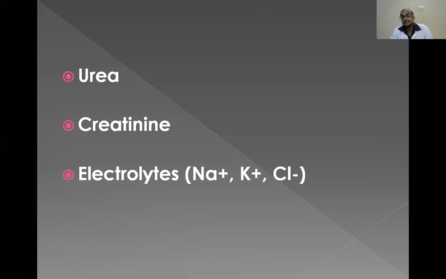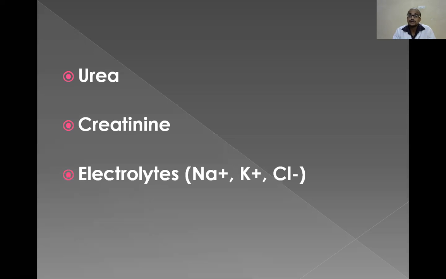Coming to the blood examination, commonly the urea, creatinine, and electrolytes like sodium, potassium, and chloride are estimated in the blood examination of renal function tests, because the urea and creatinine are excreted through kidney only, and the reabsorption of the electrolytes takes place in the renal tubules. So these are commonly estimated in case of renal function test.